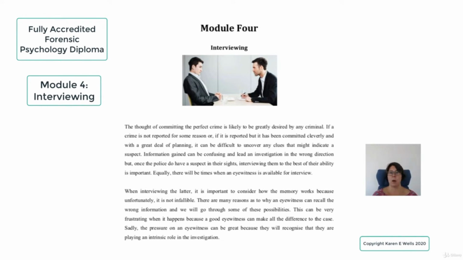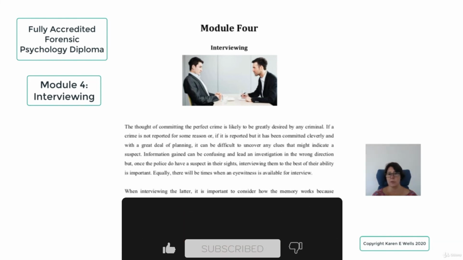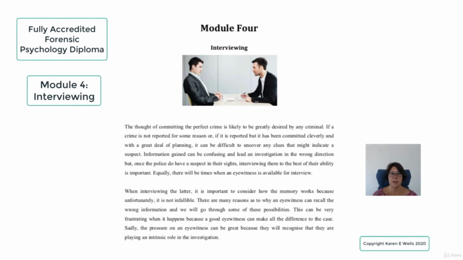So let's have a look at what this is going to entail when the interviewing process for a criminal act and with a criminal actually happens. The thought of committing the perfect crime is likely to be desired by any criminal really. If the crime's not reported for some reason, or if it is reported but it's been cleverly committed with a great deal of planning, it can be difficult to uncover any clues that might indicate a suspect. So, information gain can be confusing and lead an investigation in completely the wrong direction.